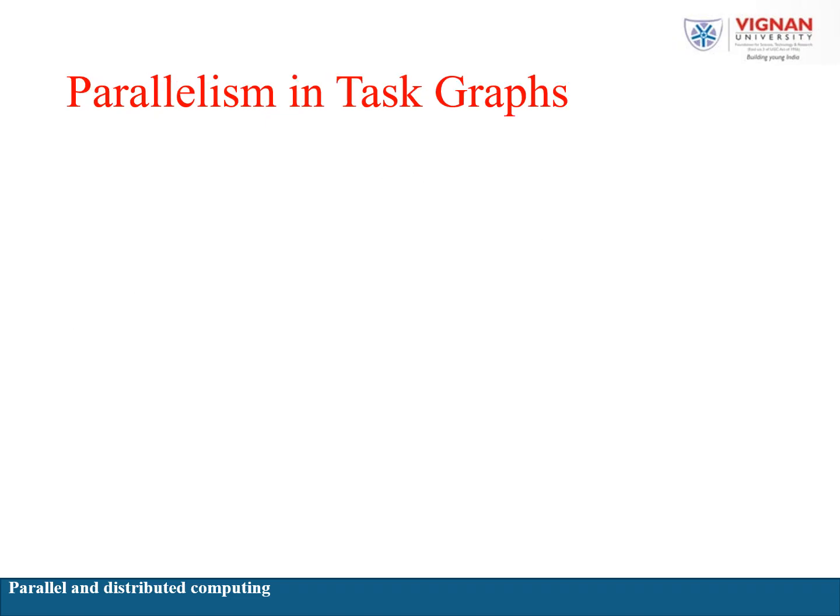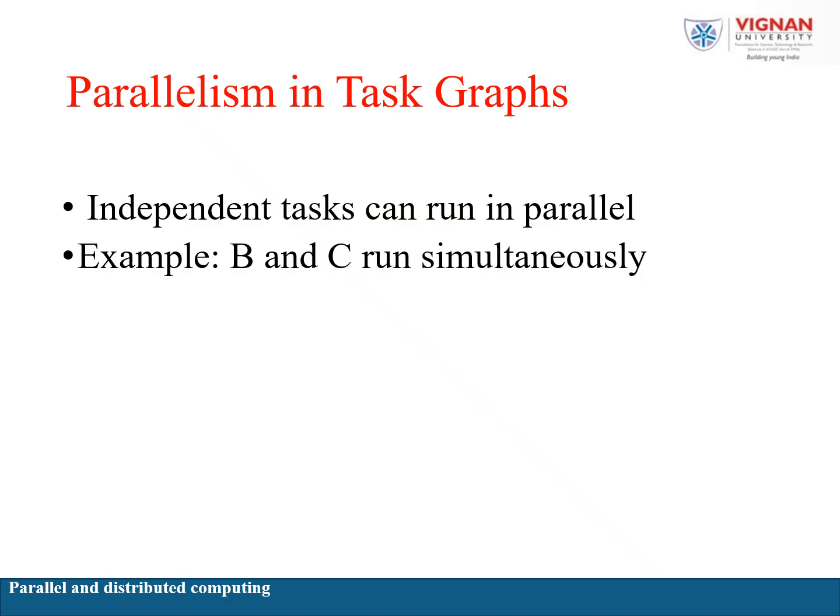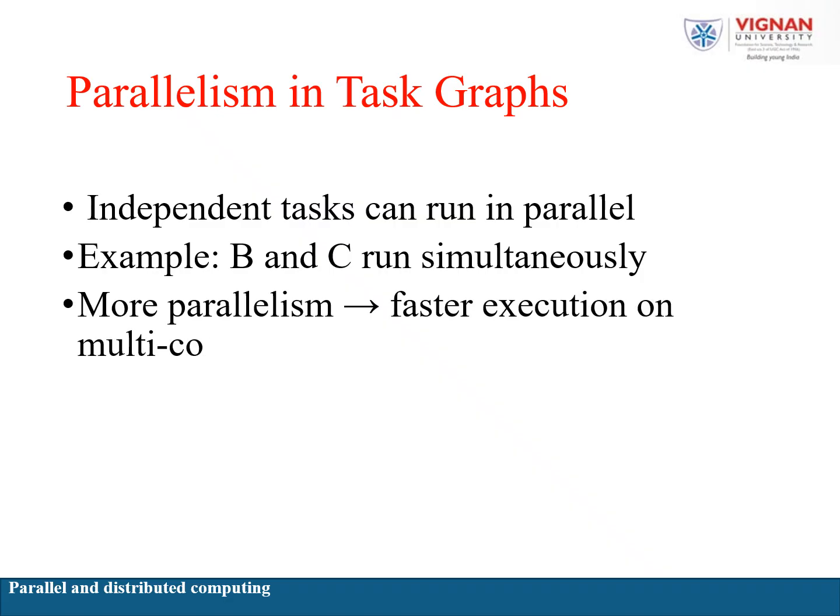Parallelism in task graphs. Parallelism describes how many tasks can run at the same time. In our example, B and C can execute simultaneously. The more independent tasks we have, the greater the potential speed-up. Thus, DAGs help us see where parallel execution is possible.